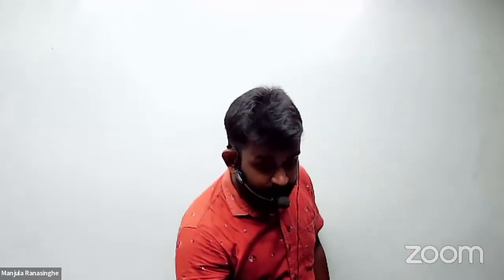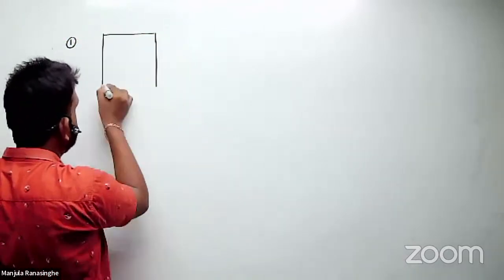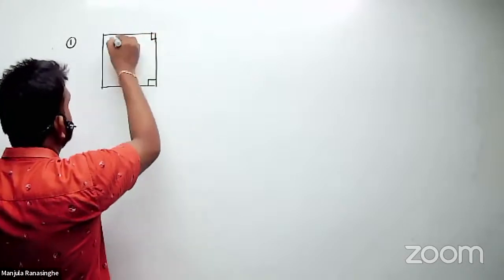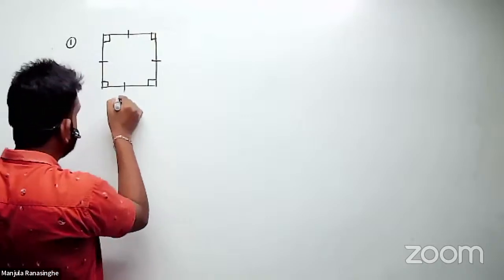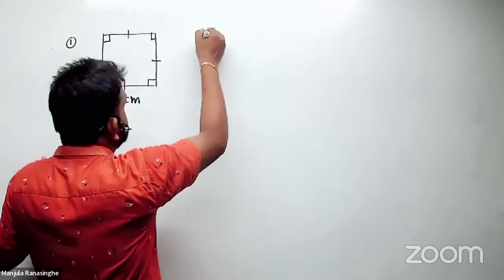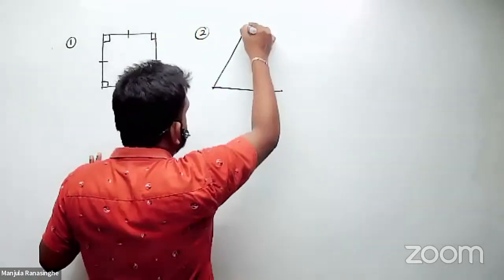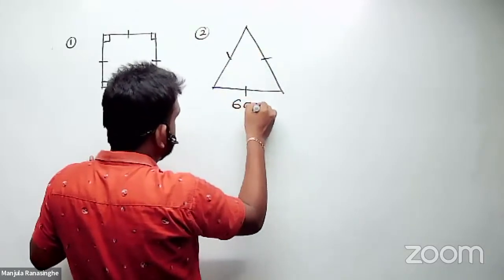Right. So now I will give an exercise. First example: this is a square, right? How do you identify it? All four sides are equal, and I have given that one side is 5 centimeter. Then the second one, I have an equilateral triangle with side length 6 centimeter.